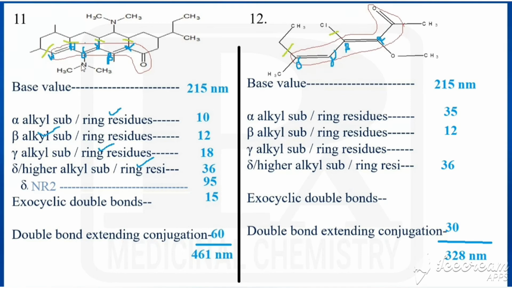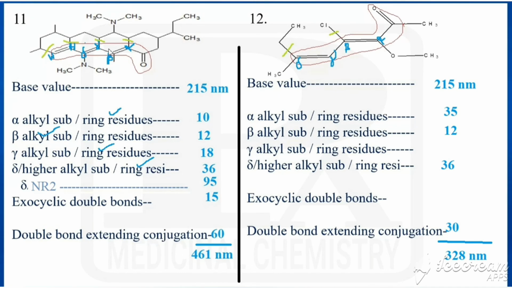And in delta, it is having NR2. For delta NR2, the value would be 95. Now we have to find the exocyclic double bond. So according to this ring, this is exocyclic. According to the second ring, this is exocyclic. Now according to this one, this is exocyclic. So totally 3 exocyclic double bonds would be there. For one exocyclic double bond, the value would be 5, and for 3 exocyclic double bonds, the value would be 15. Now we have to find the double bond extending conjugation.